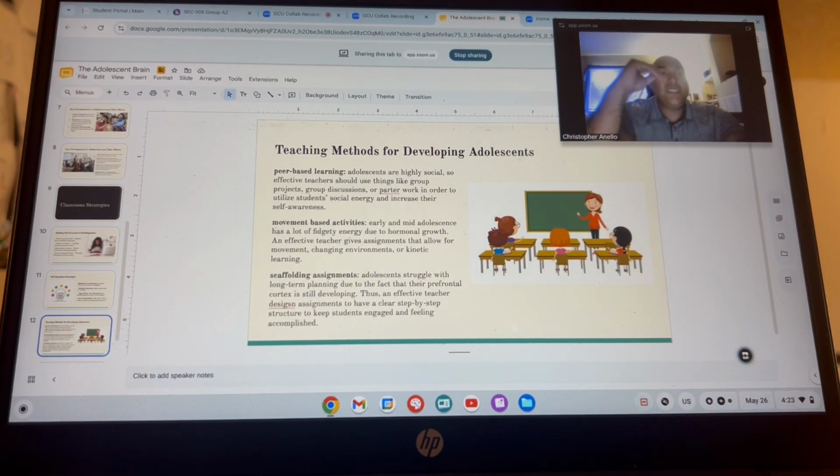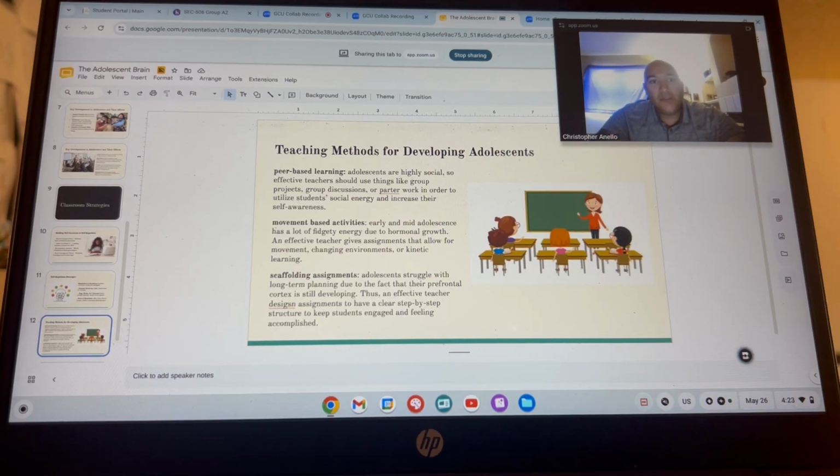Teaching methods for developing these kids, you're going to have peer-based learning, right? So adolescents, they're highly social. So incorporate their peers almost as if, if this was like a sport, it's iron sharpening iron, right? They want to have group projects. They want to work on things together. Utilize their social energy and make it effective for the classroom. Then you have your movement-based activities, get up from one place, go to the next table, one of those round robin, constantly roving type lessons that will have them move, have changing environments, kinetic learning. This is very key for kids with like ADHD, right? This type of thing is money.